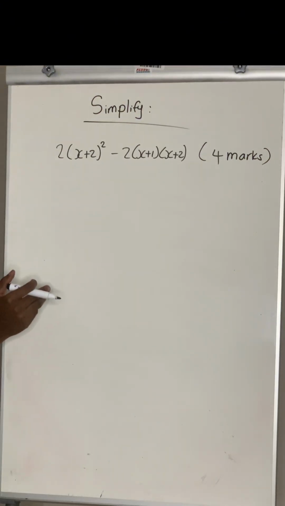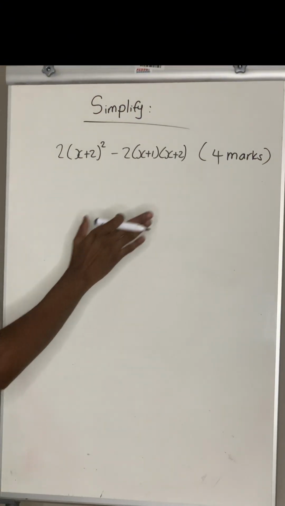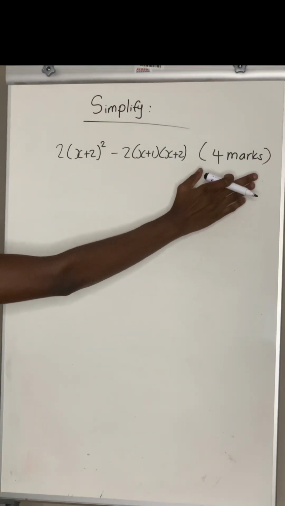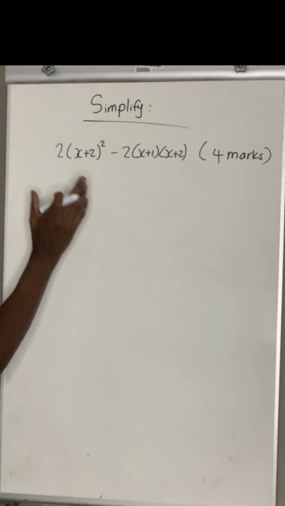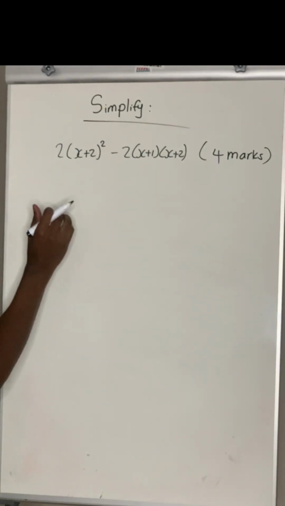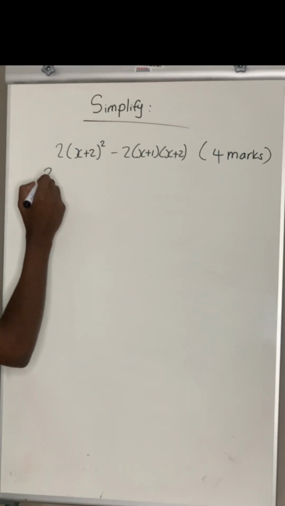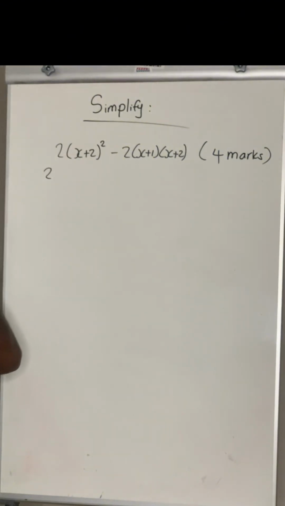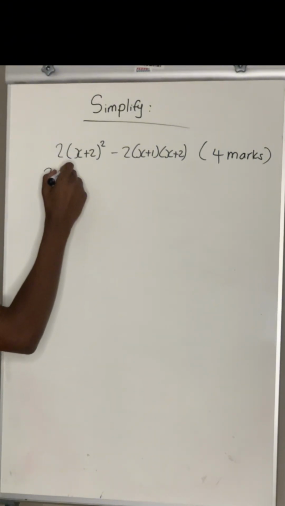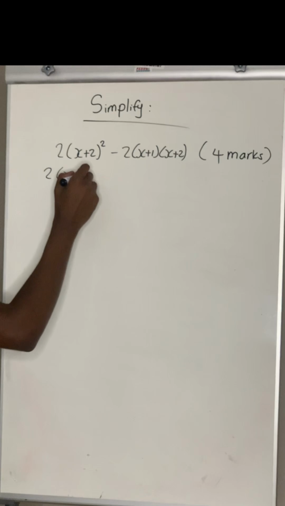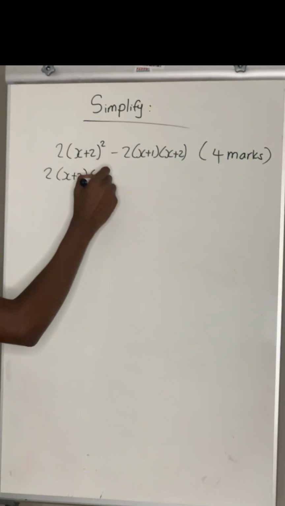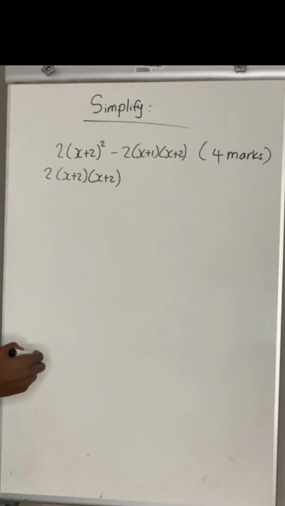This is a slightly different one. We're simplifying for 4 marks, but don't be scared of the mark allocation. Okay, so again, just do everything step by step. So 2 is outside, x plus 2 is raised to the power of 2, which simply means it's x plus 2 multiplied by x plus 2.